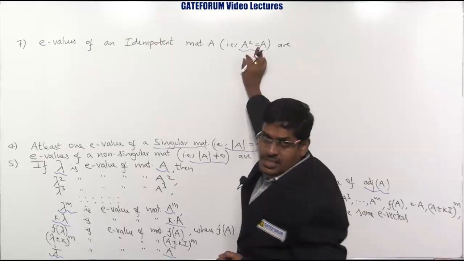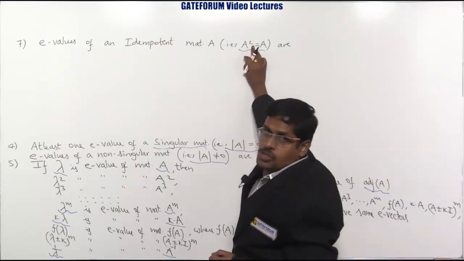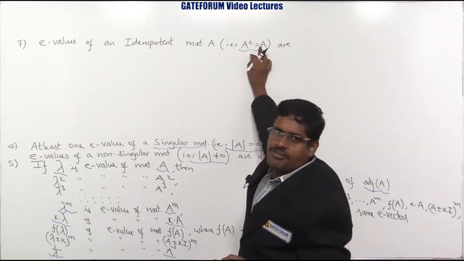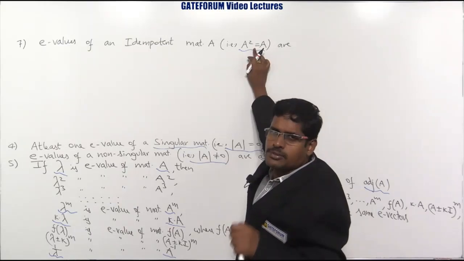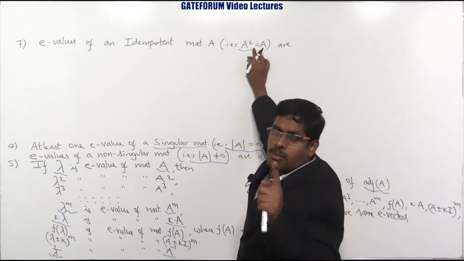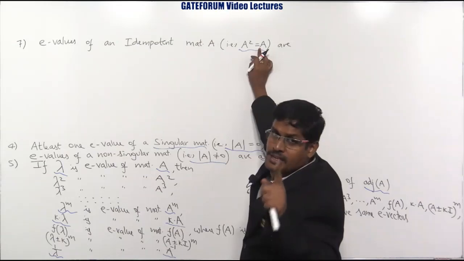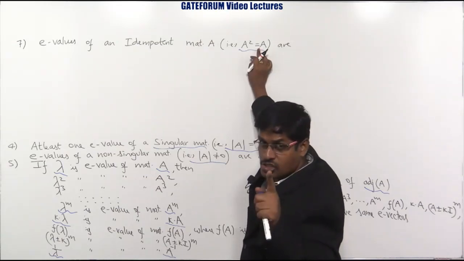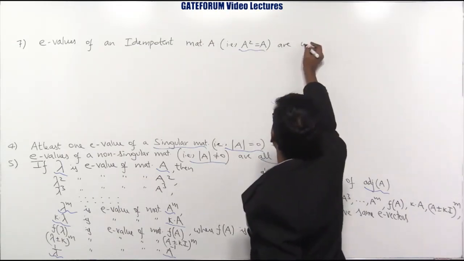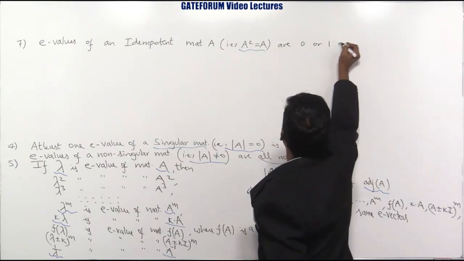Lambda satisfies this equation: eigenvalue, square of which number is equal to itself? 1 square is equal to 1, correct or not? 0 square is equal to 0. Only two types for an idempotent matrix: either 0 or 1 or both.